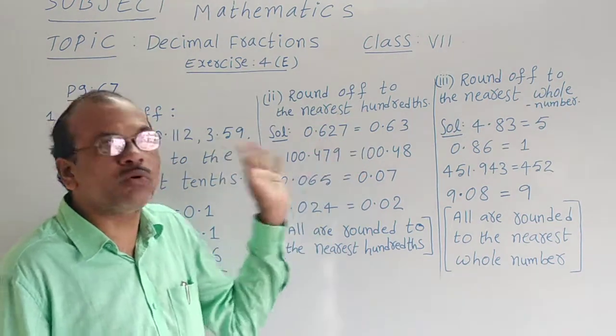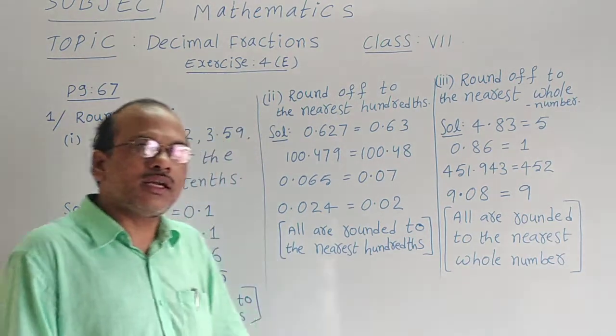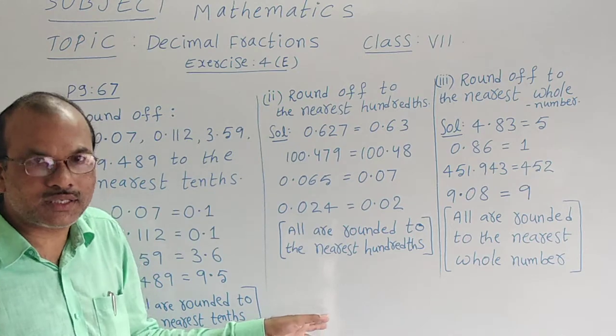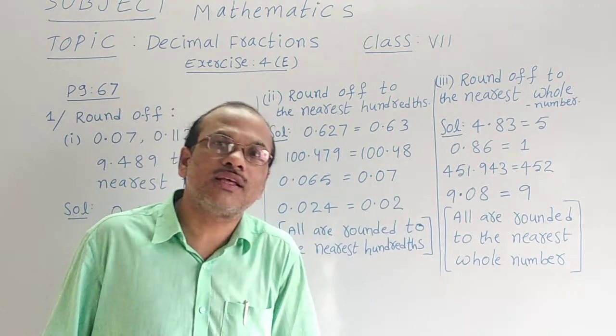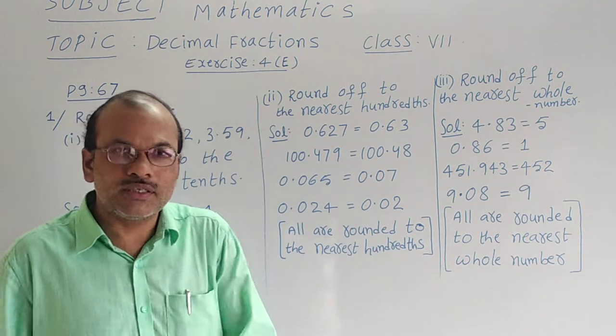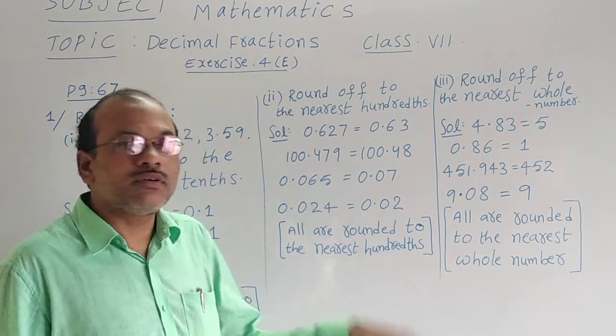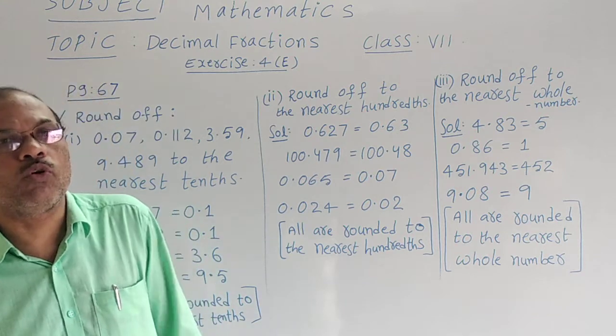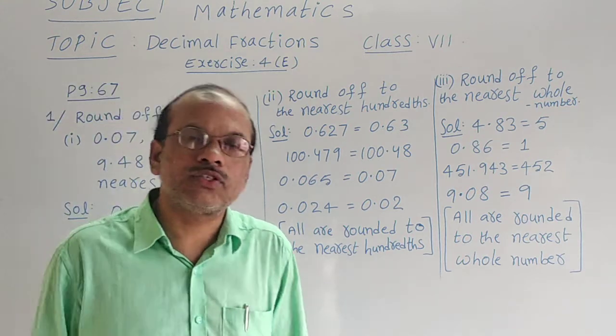I hope all the 3 models are very clear for you. Nearest to 10th so we have rounded. Here it is rounded off to the nearest hundreds. Here we have rounded off to the nearest whole number. Is it clear, students? So all these are to be written in your classwork book with the help of the photo of the board, and you should prepare all these things also.